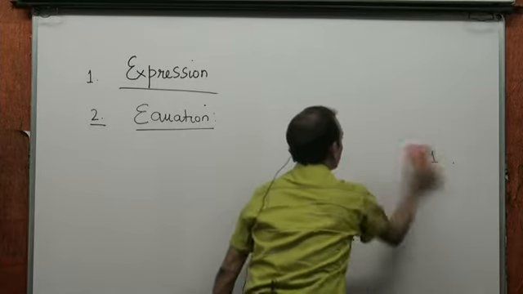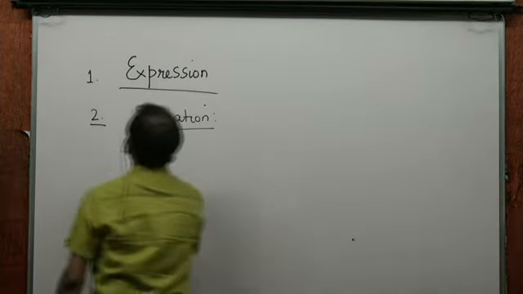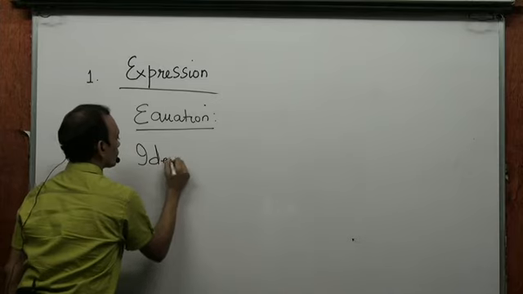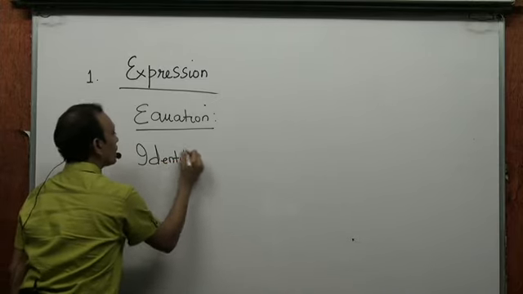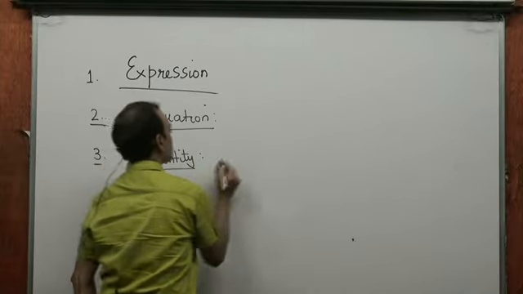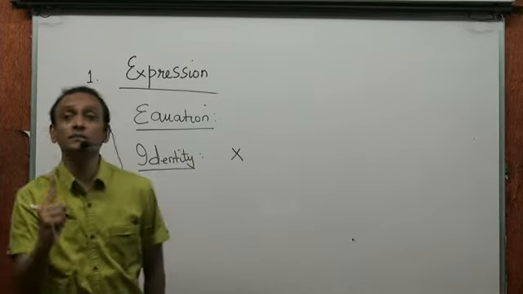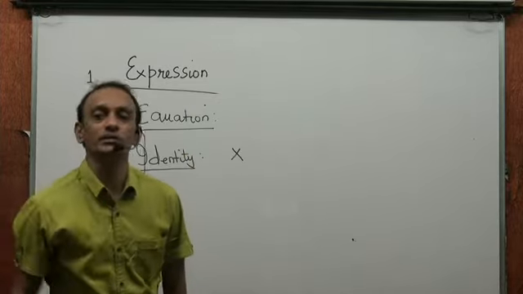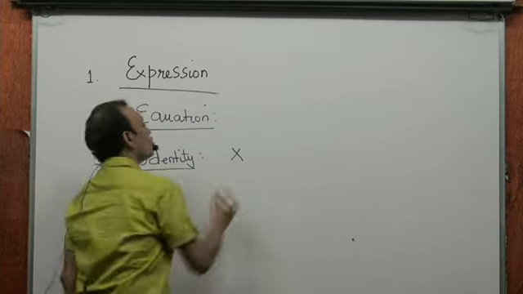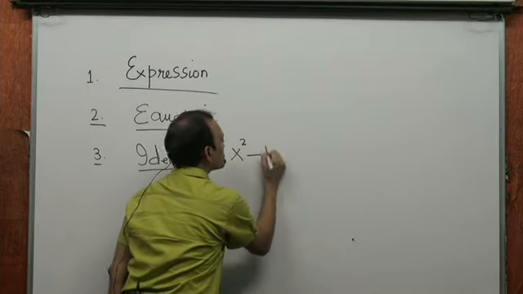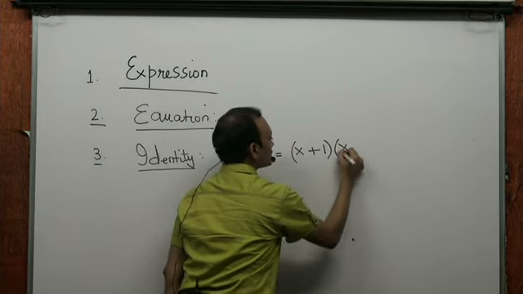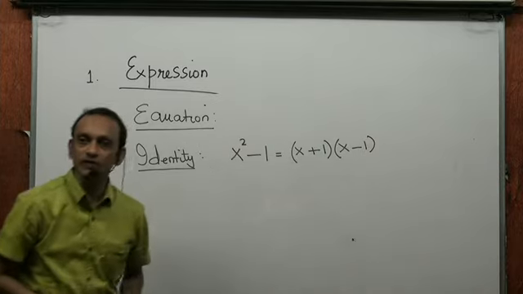Now, the third terminology with which you must breed familiarity is an identity. Again, it's an algebraic statement. An identity is also an algebraic statement. But that algebraic statement will be true for all values of the algebraic entity. For example, x in the earlier cases was an algebraic entity. So, for example, if I write x squared minus 1 equal to x plus 1 into x minus 1, right? You've learned how to factorize x squared minus 1. It's x plus 1 into x minus 1.